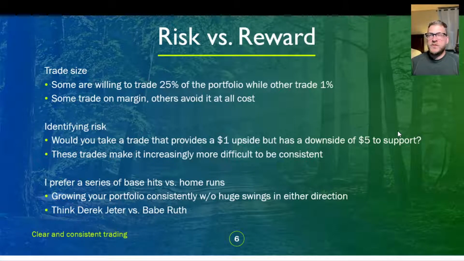So a little bit about risk versus reward. This is really up to you guys to develop your strategy and what you're comfortable with. Trade size varies from trader to trader. Some are willing to trade up to 25% of their portfolio, but even sometimes they go all in. The benefit of that is also bigger returns, right? The downside is bigger losses as well. Very structural traders will trade as little as 1% of their capital, so they're risking very little of their portfolio. Others will trade on margin, others avoid it at all cost.